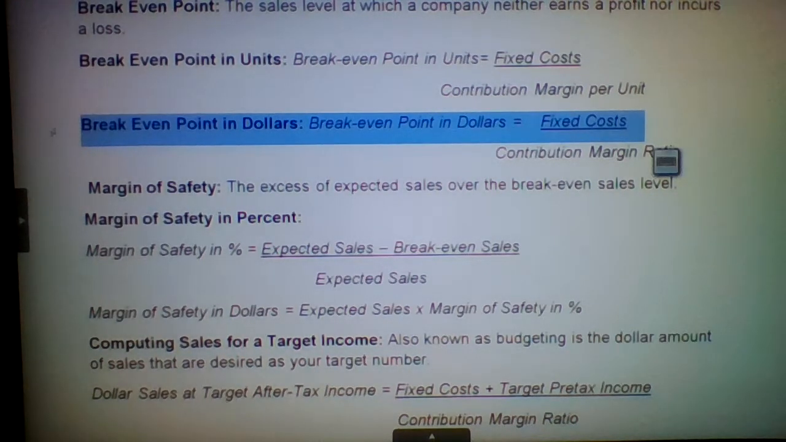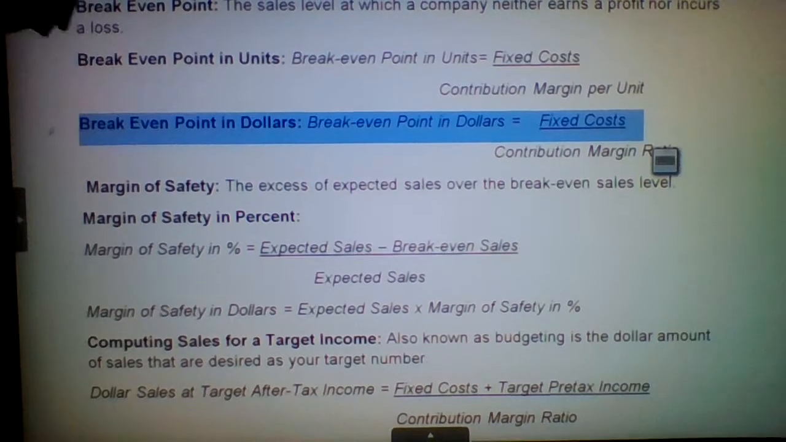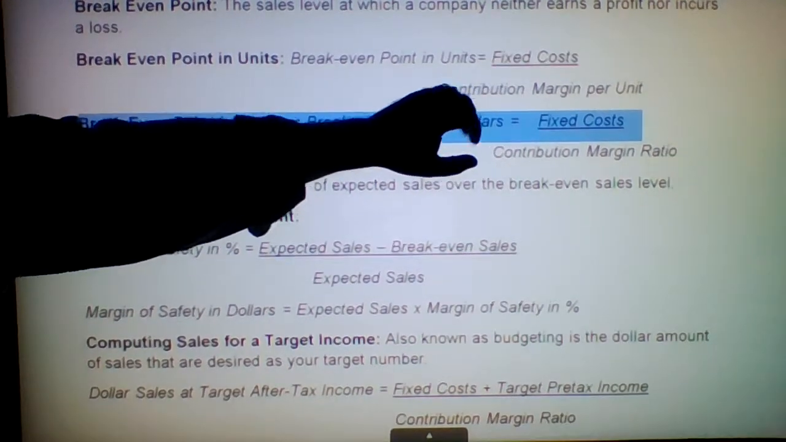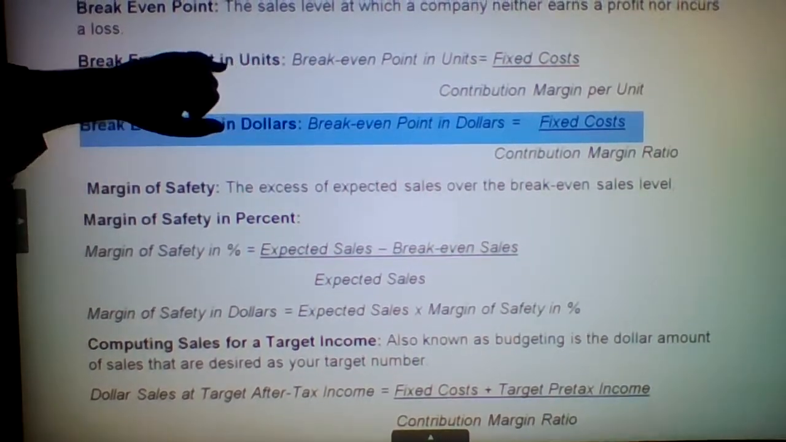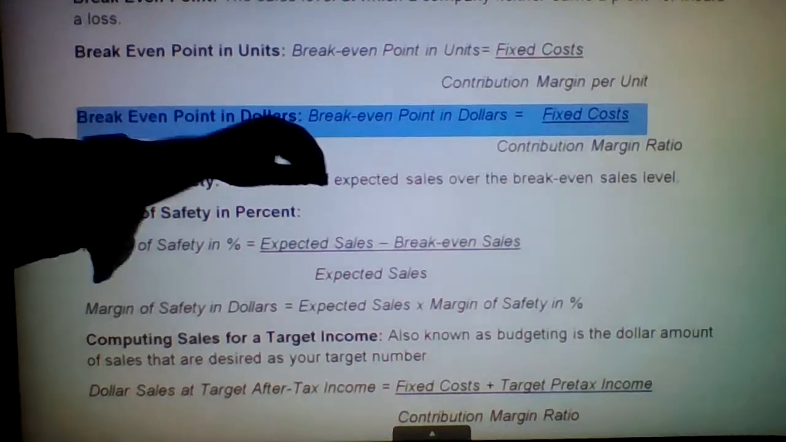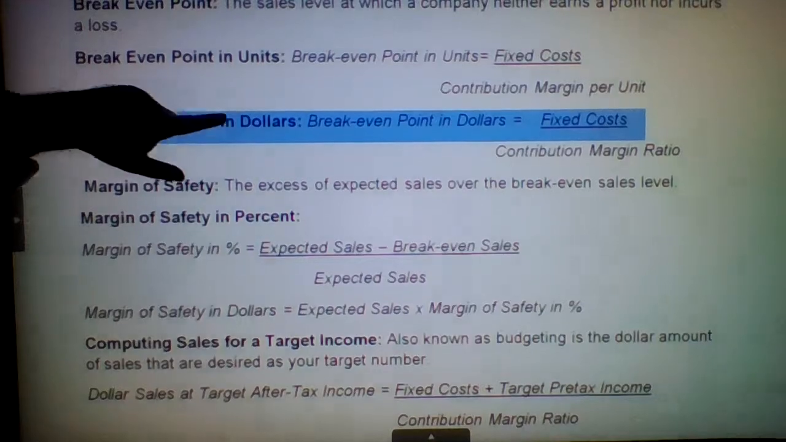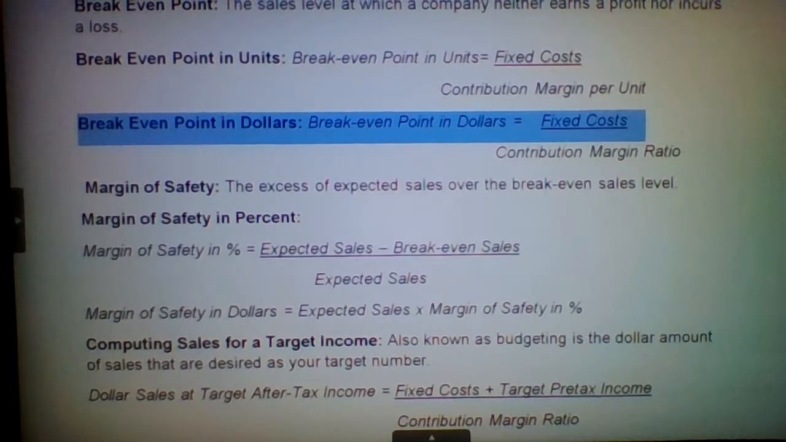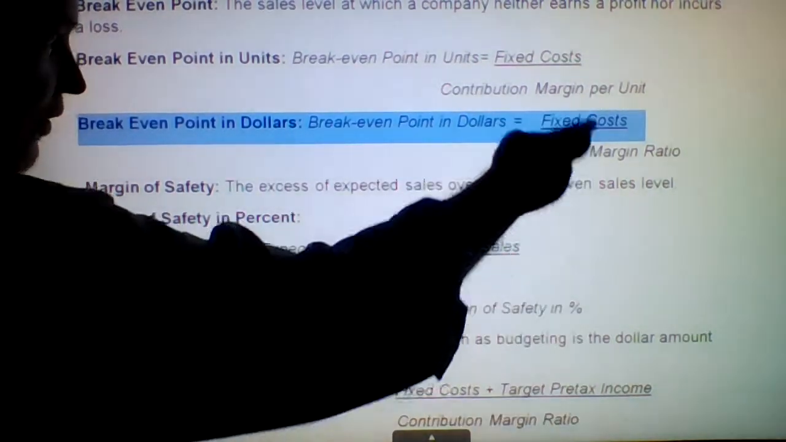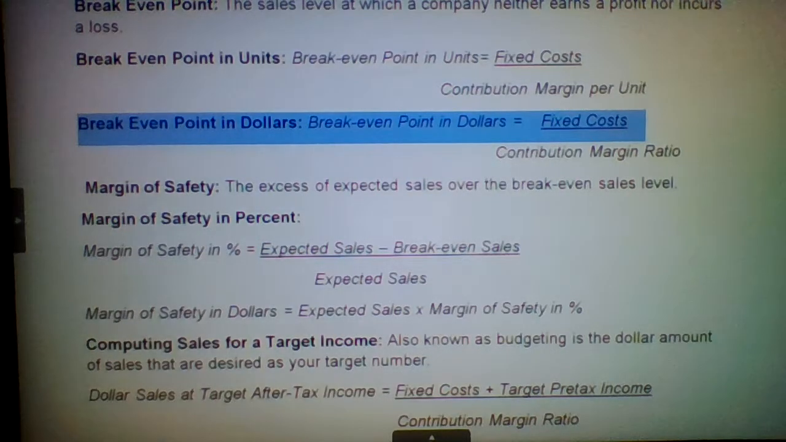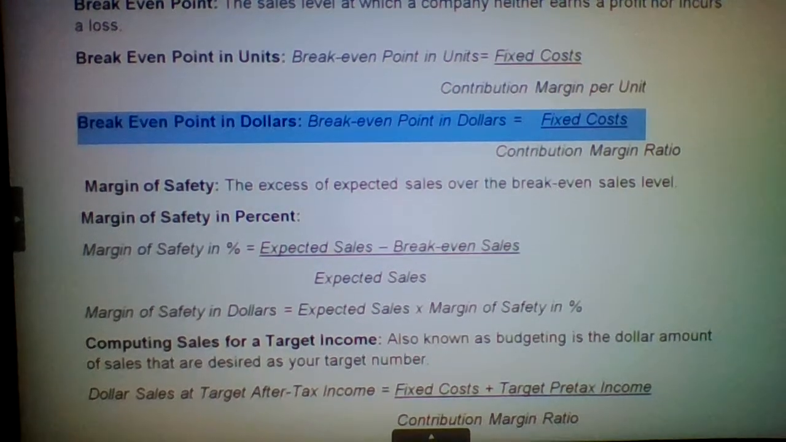Break-even point in dollars. Again, dividing by contribution margin per unit gives you your number of units. This tells you what your contribution margin ratio has to be to get a break-even point in dollars. So your break-even point in dollars equals fixed cost divided by your contribution margin ratio.